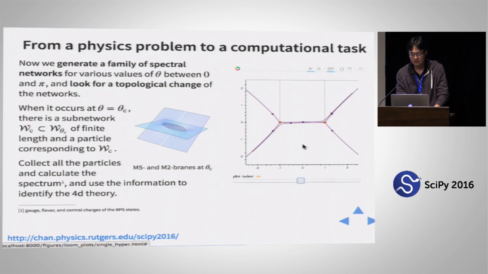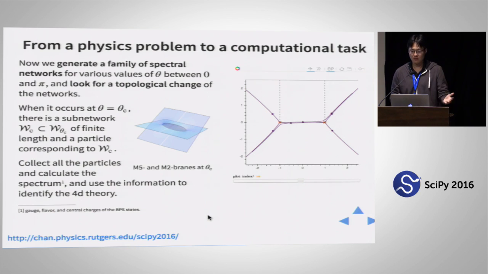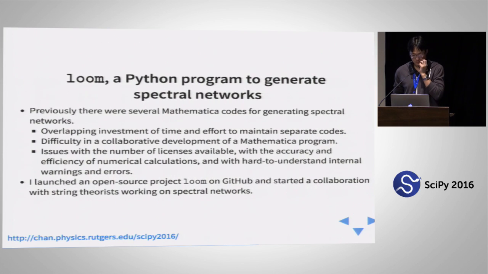And actually, when this happens, this two-way street between two branch points corresponds to a boundary of an M2 brane, which looks like a disk. And this corresponds to the moment where we have a supersymmetric particle. So this is our computational task. That is, we start from the equation of the Riemann surface, and we want to find this network out of that equation. So that is the physics part of it.